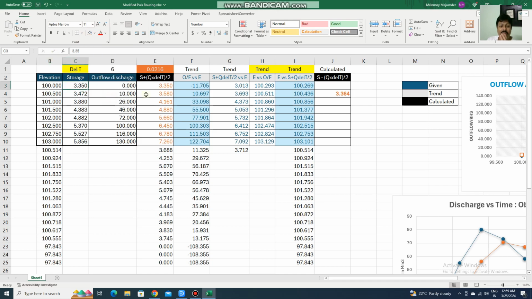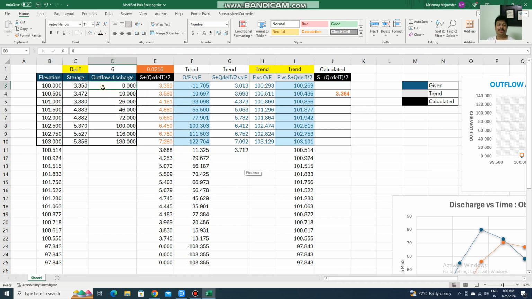So S2 plus Q2 into del T. So what is Q2? This one is the Q2, right? This one is the Q2, this one. So in this manner, this one is the Q2. That is what I want to say. Okay, so this is Q2 done.